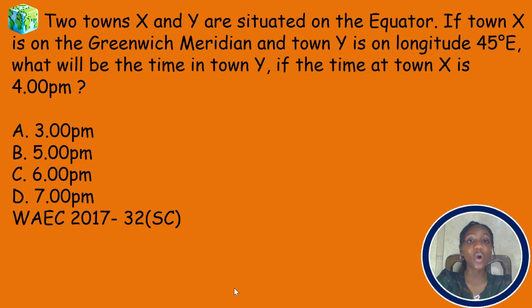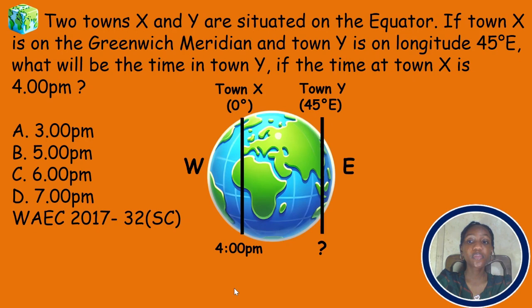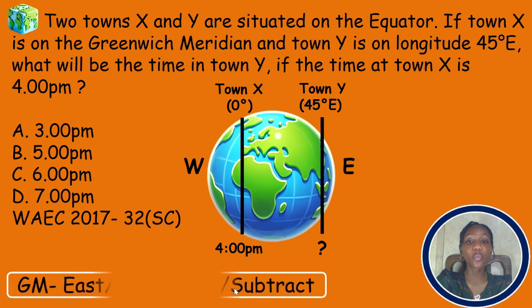Towns X and Y are situated on the equator. If town X is on the Greenwich meridian and town Y is on longitude 45 degrees east, what will be the time in town Y if the time at town X is 4 p.m.? So illustrating the given parameters, as you can see, they didn't give us the value for town X, but we know that the Greenwich meridian is on longitude 0 degrees, which I've written there. Now, since we are dealing with a place on the equator, we're going to be using the following principle. Now, let's solve the question.